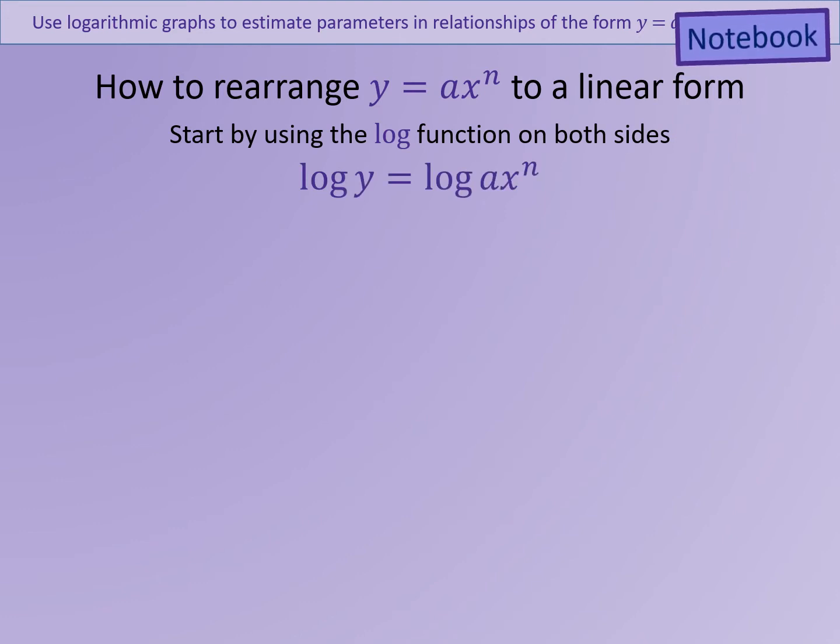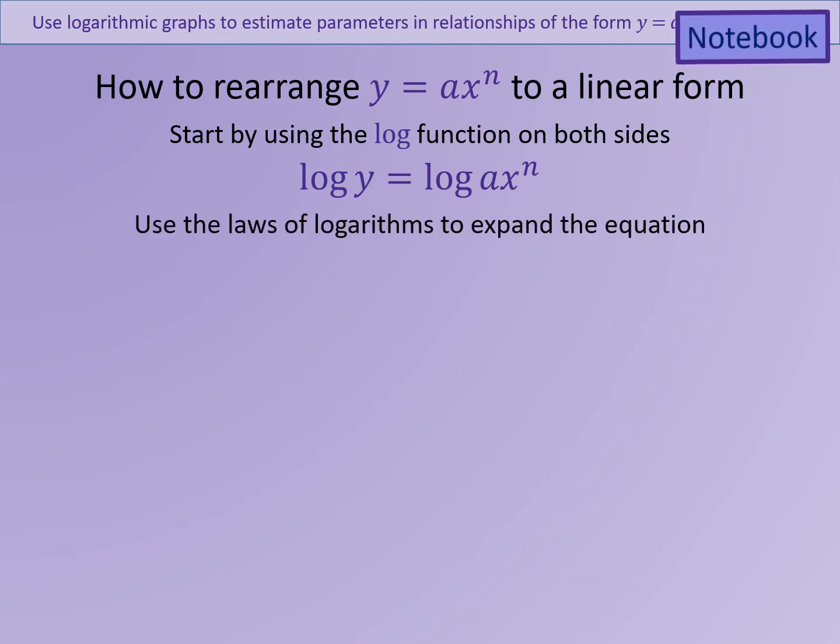And then before we move any further, a common mistake that students make now is that they bring that power of n down to the front and it acts as a coefficient. And the reason why we can't do that at this minute is because that power of n is only attached to the x. It is not attached to the a. So before I bring that power down to the front, I must use another law of logarithms to separate that right-hand side. So the first step is to write that right-hand side as a sum of two separate logarithms. So that's using one of the laws that we looked at last lesson.